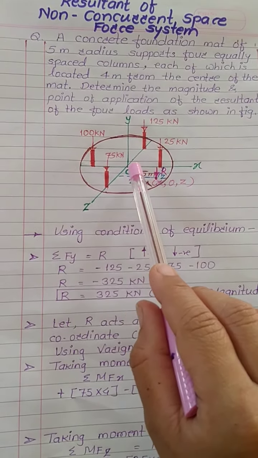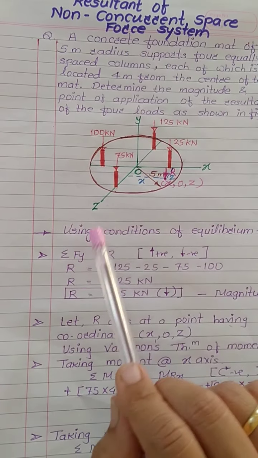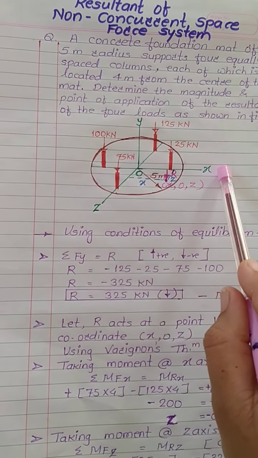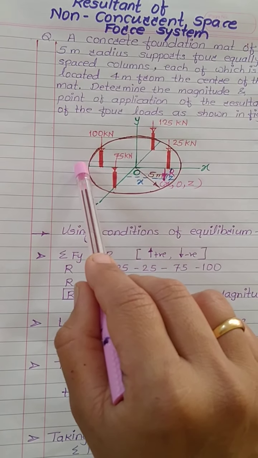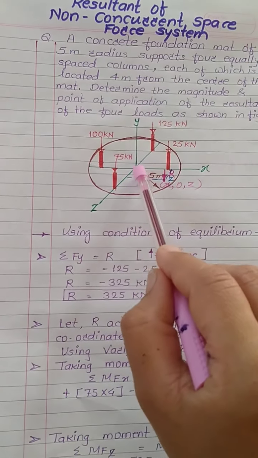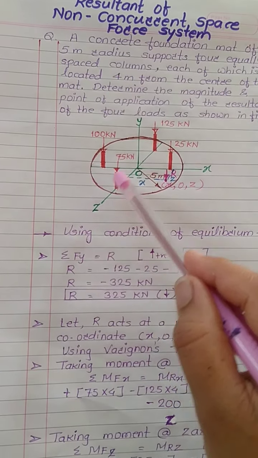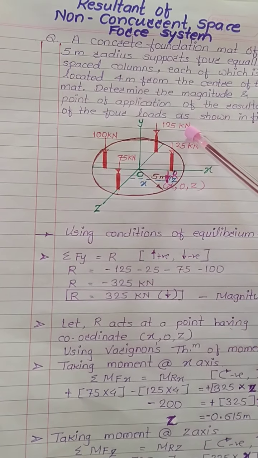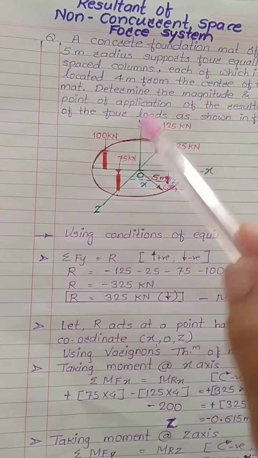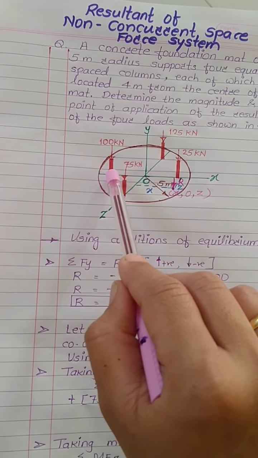Now whatever axis is given, consider that axis as positive and the other side as negative. So here in this numerical this will be the positive x axis and on this side of the origin this will be the negative x axis. So this will be the positive y axis and below this mat there will be the negative y axis. So this will be the positive z axis and on this side of the origin this will be the negative z axis. So if I consider the loads, the 25 kilonewton load is acting on the positive x axis while the 100 kilonewton load is acting on the negative x axis.